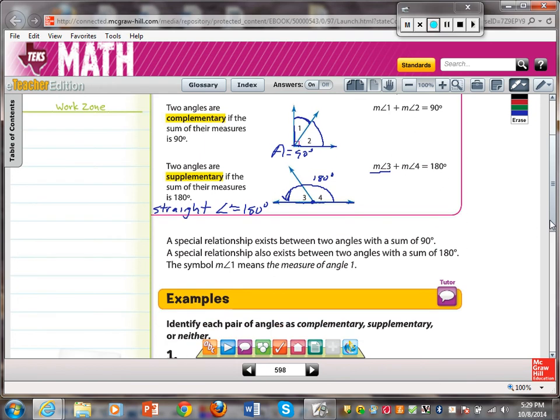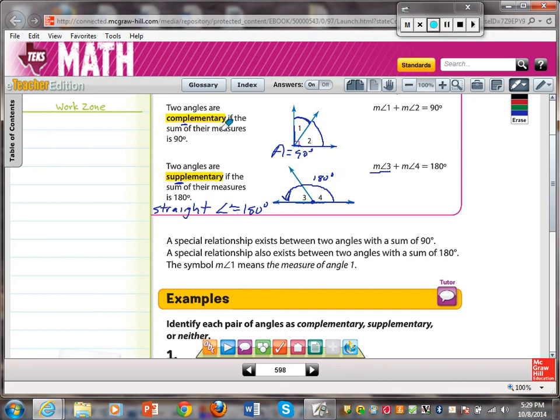Because I know that there's always confusion as to which is which, right? So if you see complementary, it looks like it has one P. So that's only 90 degrees. And if you look at supplementary, it looks like it has two P's. So that should be double 90 degrees, which is 180 degrees. So that's just one little hint on how to remember which is which.